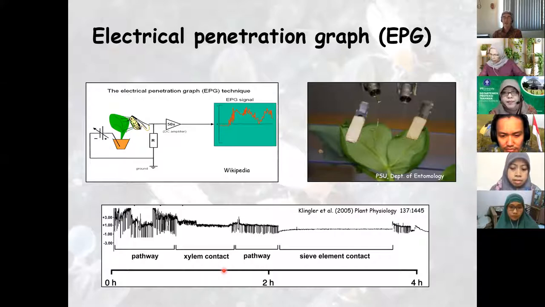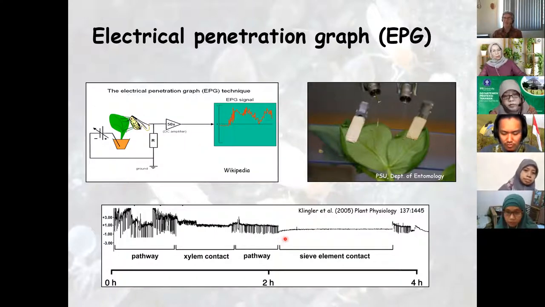And you can see in this case that the aphid was finding its way down through the mesophyll tissue. It reached the xylem. Aphids feed on the xylem to get a drink of water. Then it's probing around again, found the sieve element, a different pattern. And you can tell how long it fed on the phloem, how long it took to get to the phloem tissue. So you can look at all the different signals that the plants are producing and see how that affects aphid feeding.